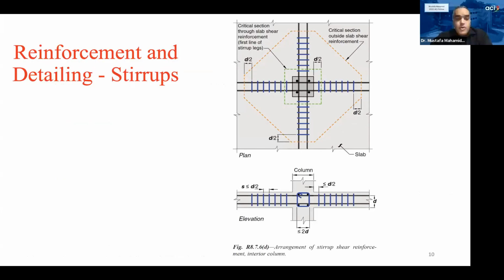This is an arrangement of the stirrups, shear reinforcement around the column, as you can see, and that's how this is done in the field. So you have the top bars, and then you have these stirrups here, as you can see, that go around the column.